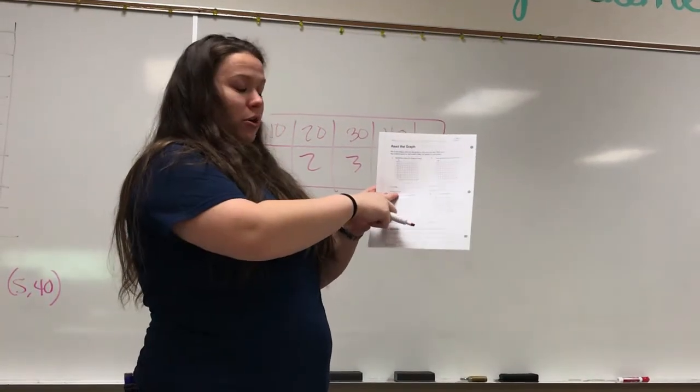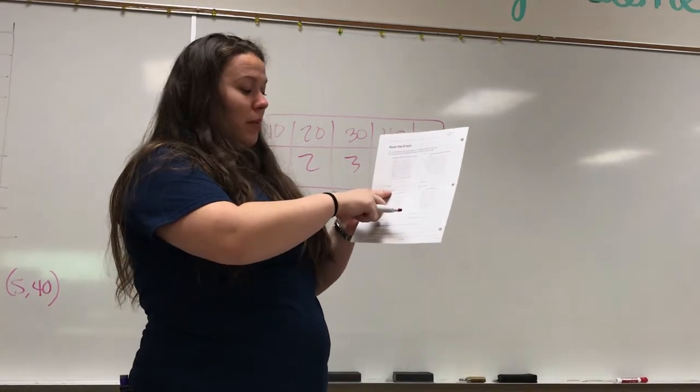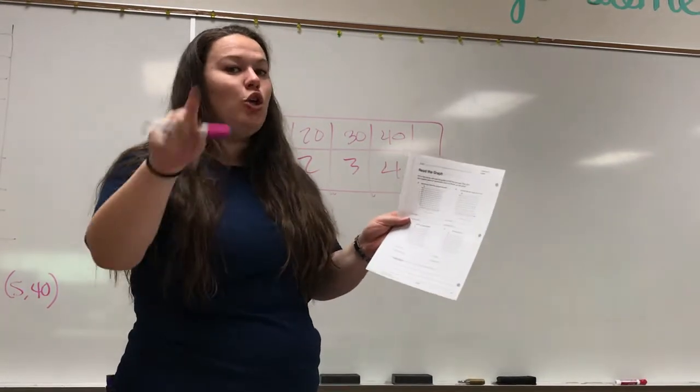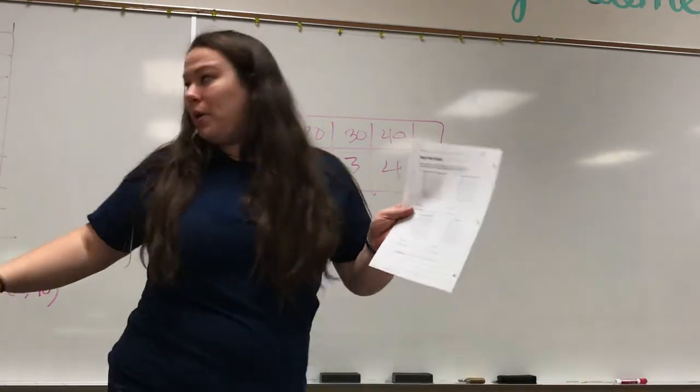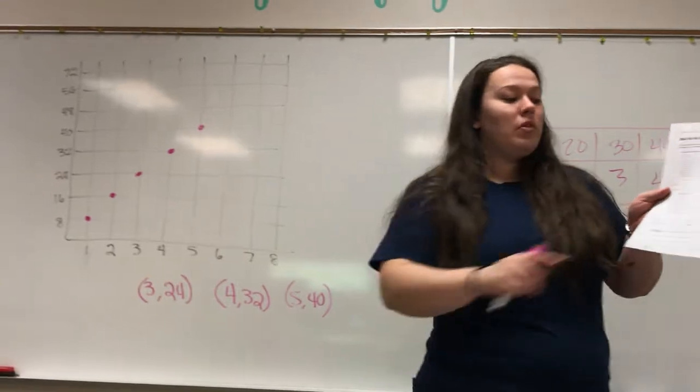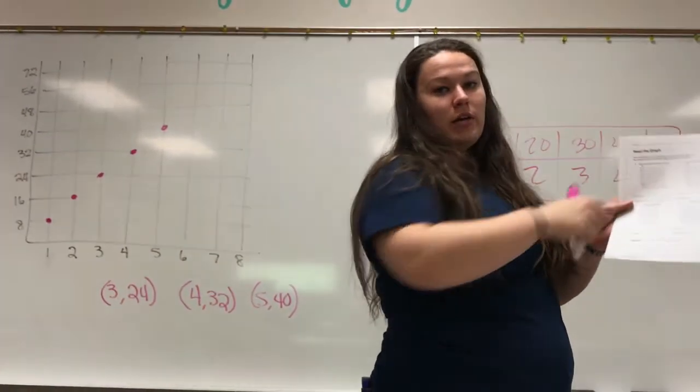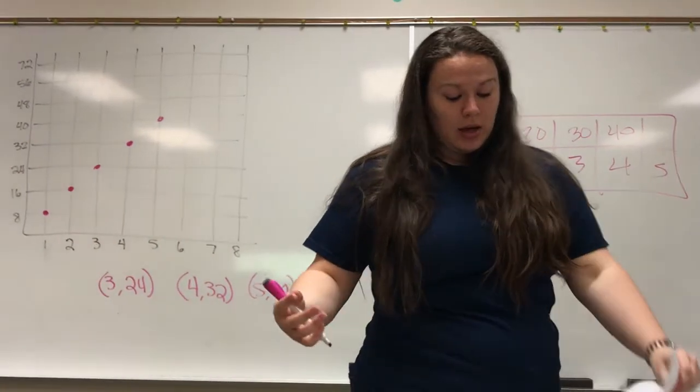And then it said ordered pairs right here. The ordered pairs is the ones that you filled in. Don't give me the ones that they gave you. Give me the ordered pairs, which is this, that you filled in on this chart. Give me the ones that were missing, okay?